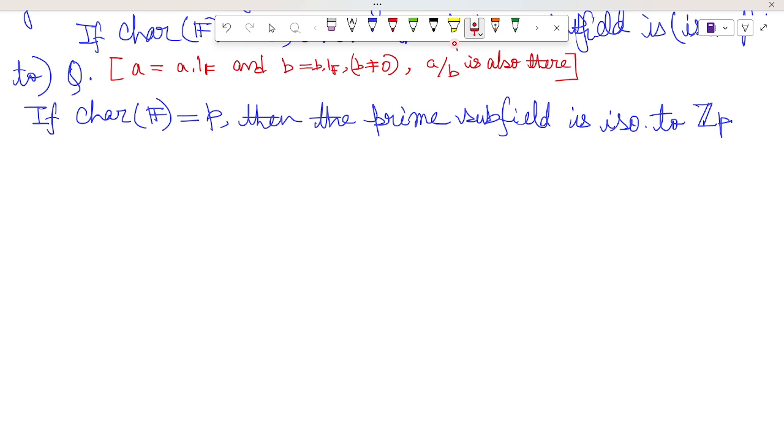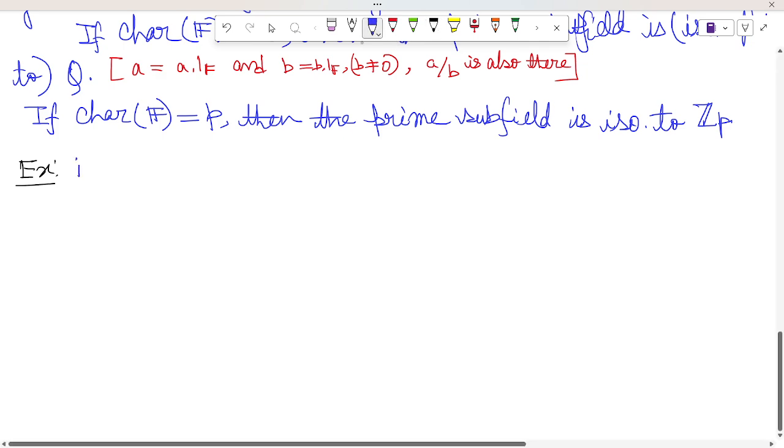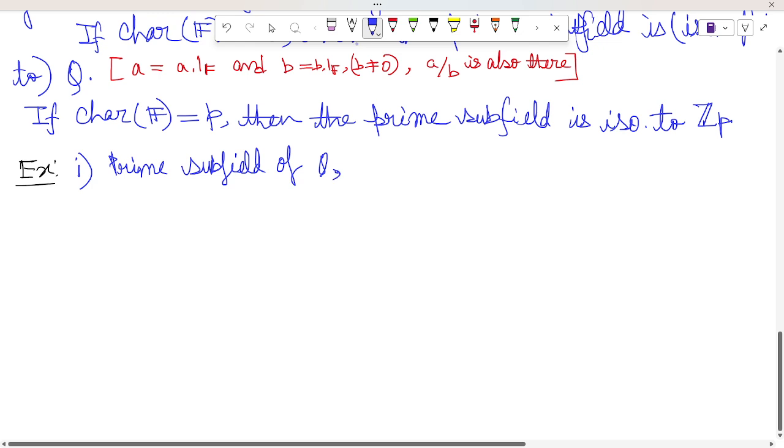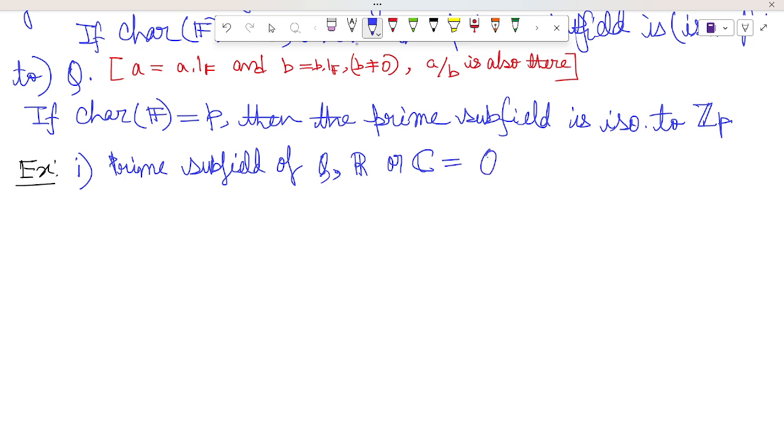Okay, I think you get this example. The prime subfield of Q, R or C is Q, because it is characteristic 0. Okay, it is characteristic 0.